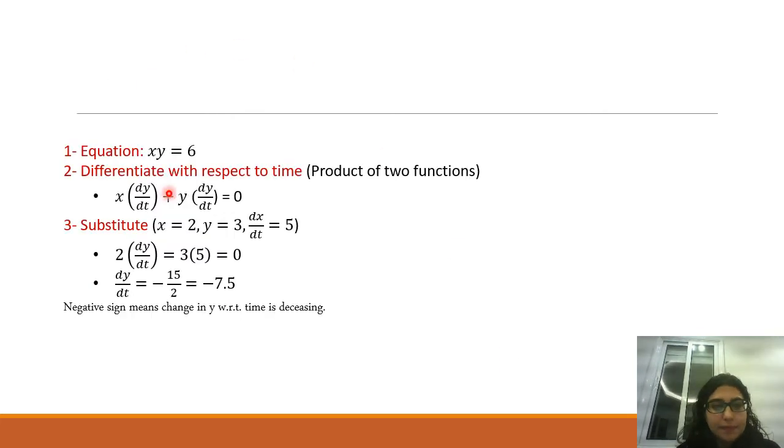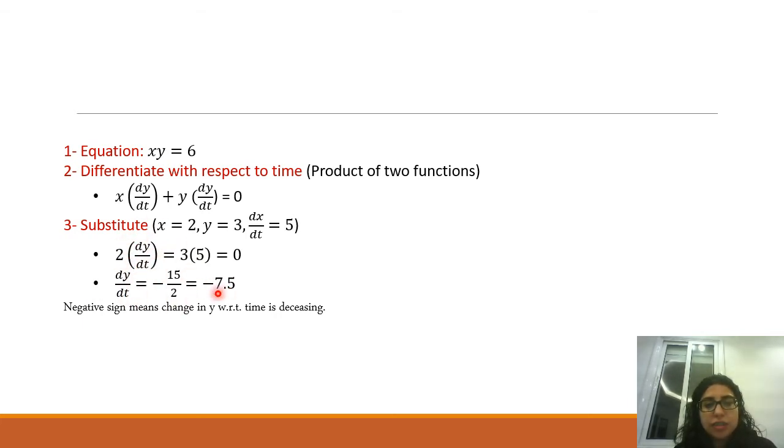Let's see. Equation, then differentiate. This is the product of two functions, so it is the first times the derivative of the second plus the second times the derivative of the first. For 6, its derivative is 0. Then I will substitute in this differentiated form. I have the values of x, y, and dx by dt, so the only unknown is the required dy by dt.